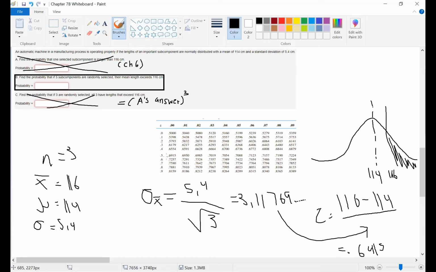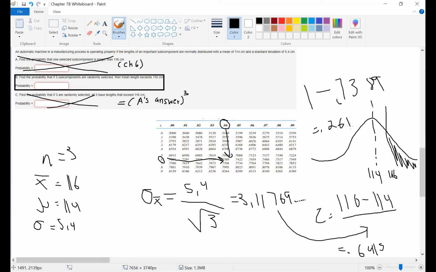So here, like before, we have the 0.6. And then we're looking for the 4. That's right here. We locate it right here: 0.7389. That is wrong because we want above, and this is below. Now we have to use the complement law. So we take 1 minus 0.7389, and that is equal to 0.261.